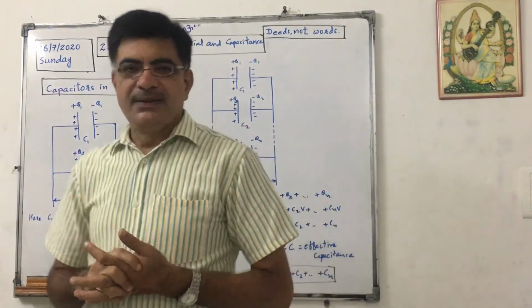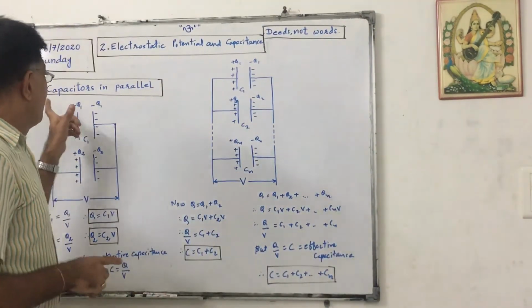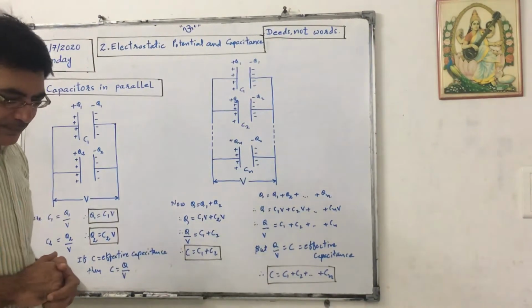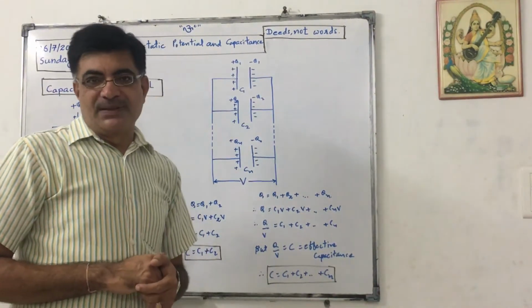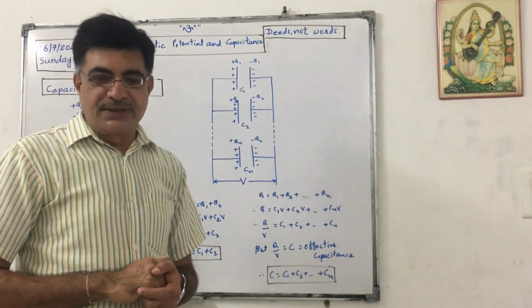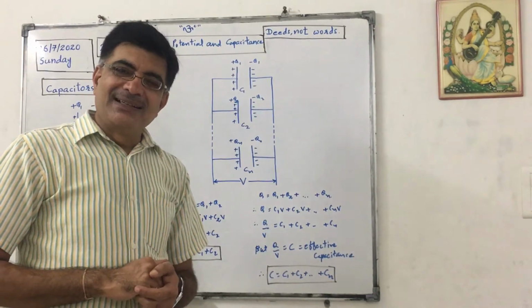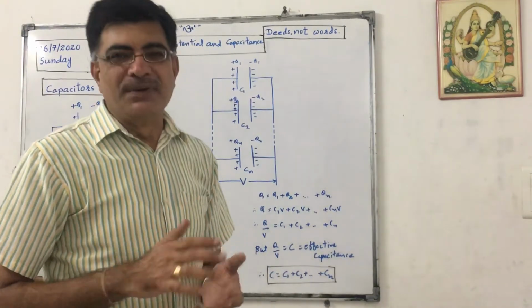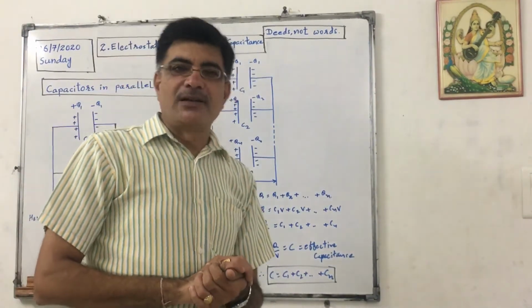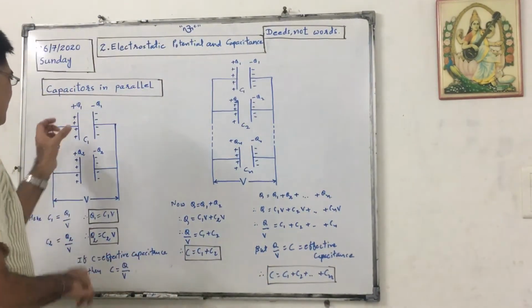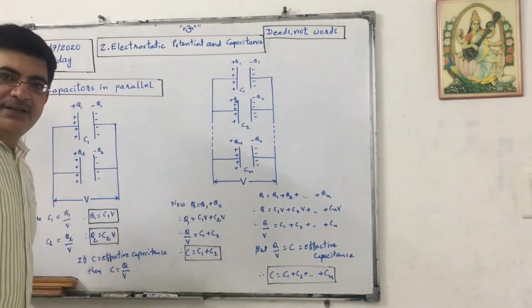Today we are discussing capacitors in parallel. The topic is combinations of capacitors. There are two types of combinations, series combination and parallel combination. In last video we discussed series combination. Today it is parallel combination. So this is called parallel combination.